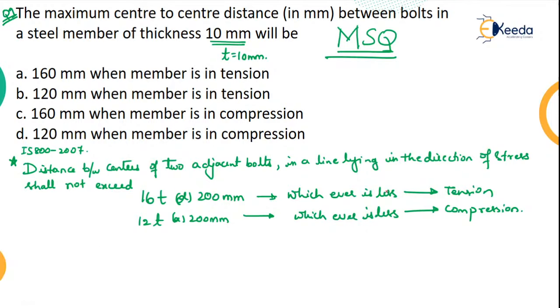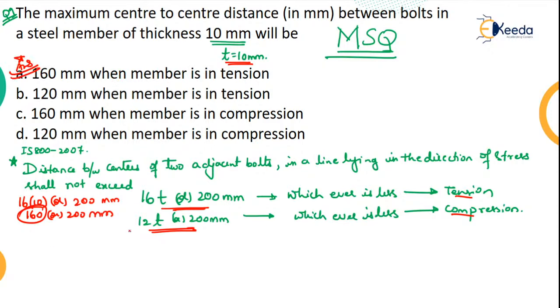So what we have to do, we have to choose even for tension, we have to choose even for compression. For tension, we have to give this whichever is less, and for compression we have to give this whichever is less. Now the T given for us here in this question is 10 mm. So either 16 of 10 or 200 mm. So 16 of 10 will be 160 or 200 mm. So whichever is less. So the correct answer will be what? For tension, 160 mm is the correct answer. So 160 mm when the member is in tension, this is a correct answer, right?